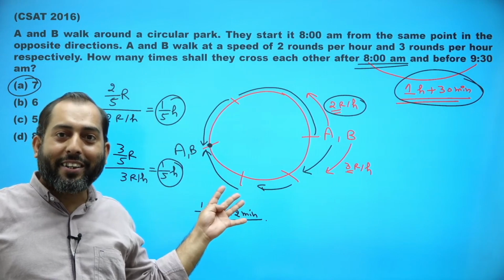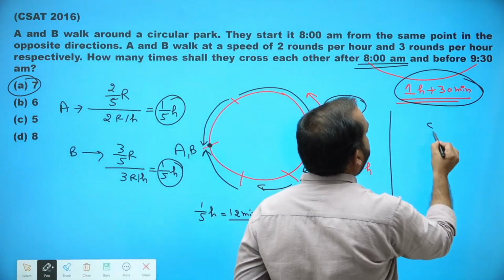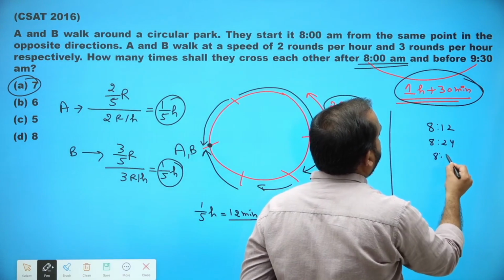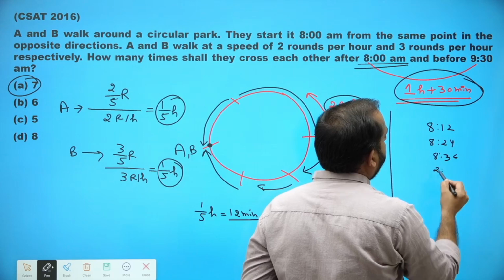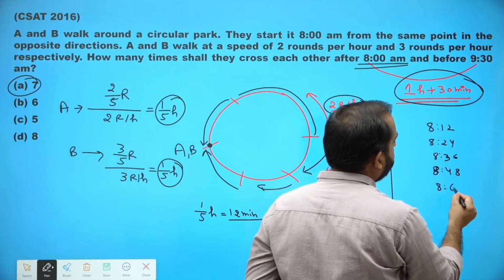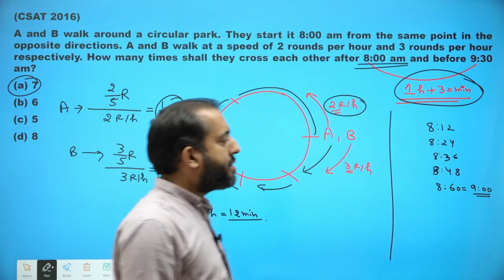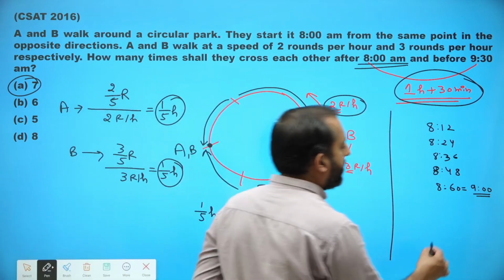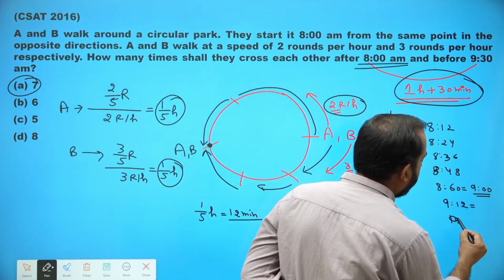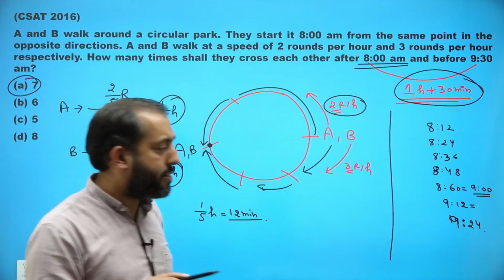After 8:48, see, let me write it down for you. They will meet each other at 8:12, 8:24, 8:36, 8:48, 8:60, which is 9 itself. Then 9:12, 9:24. They are meeting each other after every 12 minutes.